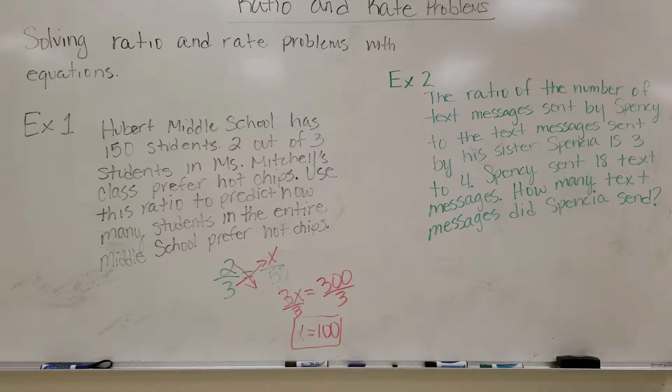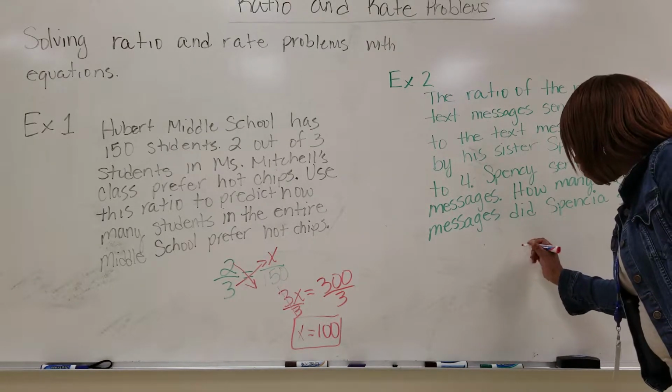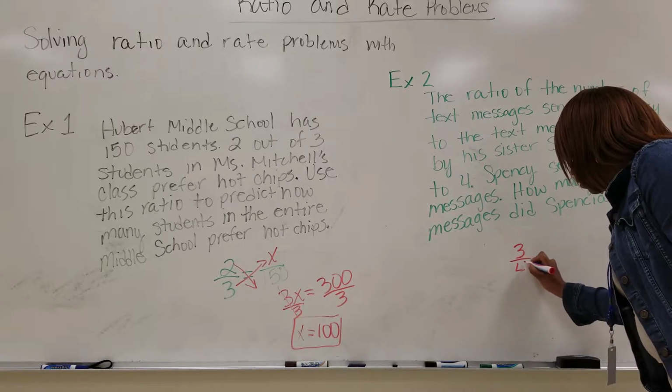All right, moving on to example number 2. The ratio of the number of text messages sent by Spency to the text messages sent by his sister, Spencia, is 3 to 4. Spency sent 18 text messages. How many text messages did Spencia send? All right. So, like I said, just like example number 1, we have to find out what ratio they gave us. And they gave us 3 to 4. And that's exactly how we'll write it. 3 to 4.